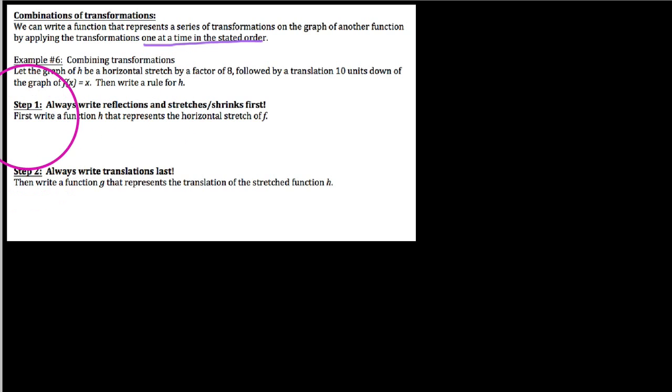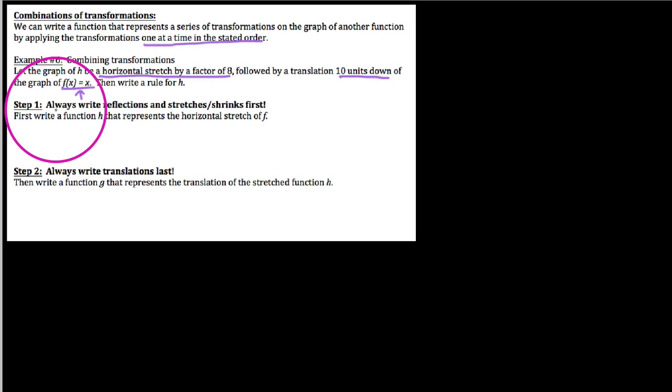We'll talk about how I have two steps here. It says let the graph of h be a horizontal stretch by a factor of 8, followed by a translation 10 units down of the graph of f of x equals x, which is our linear parent function. Then we want to write a rule for h.